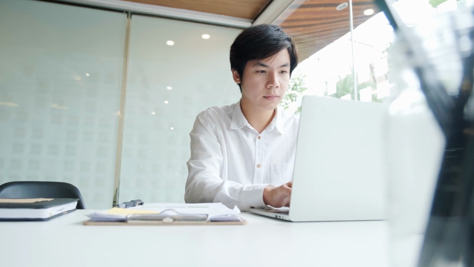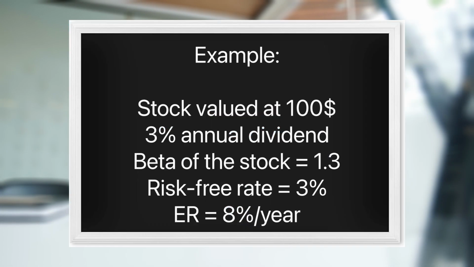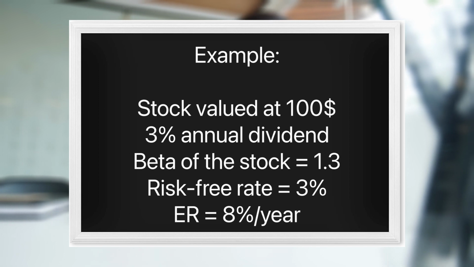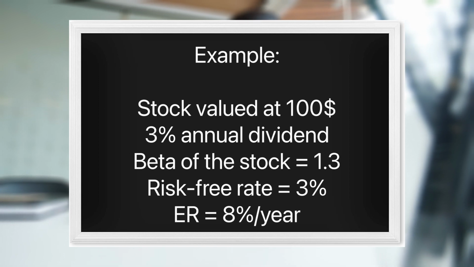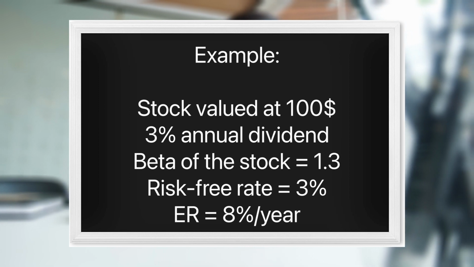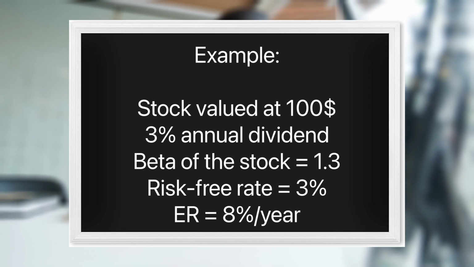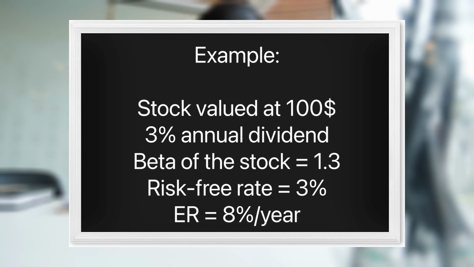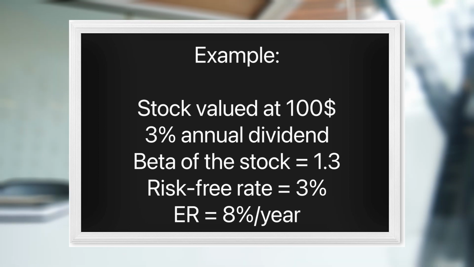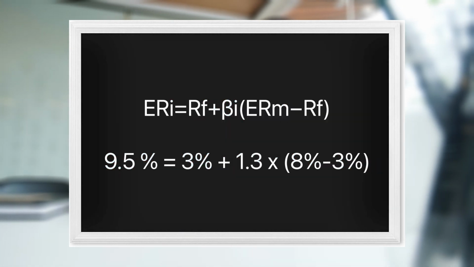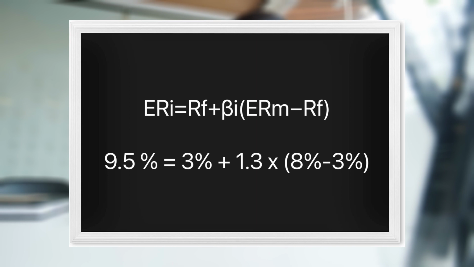Example: imagine an investor is contemplating a stock valued at $100 per share today that will pay a 3% annual dividend. The beta of the stock compared to the market is 1.3, which means it is riskier than a market portfolio, which has a beta of 1. Let's also assume that the risk-free rate is 3% and that the investor expects the market to rise in value by 8% per year. If we put this information into our formula, we get an expected return of 9.5%.